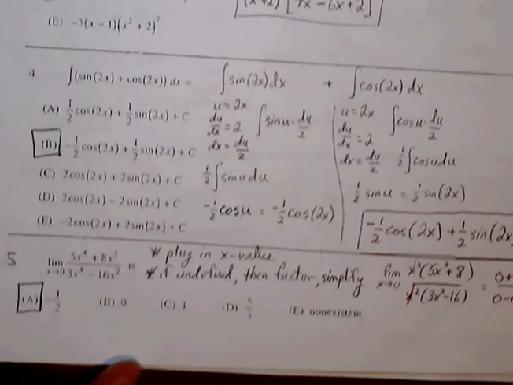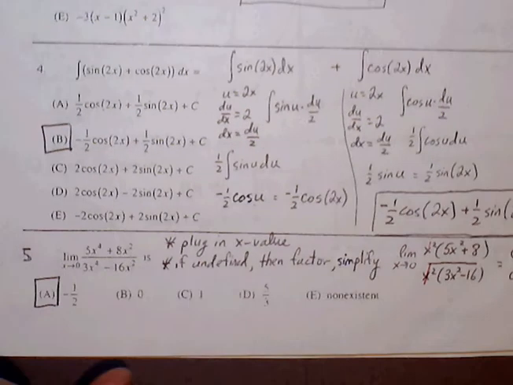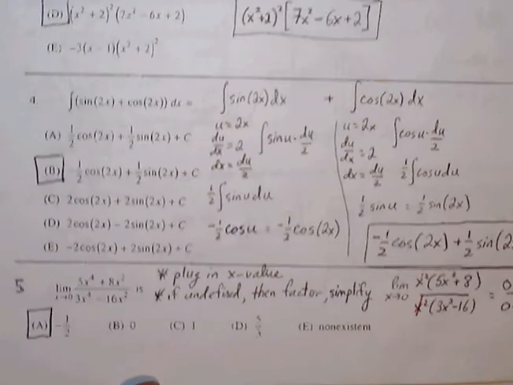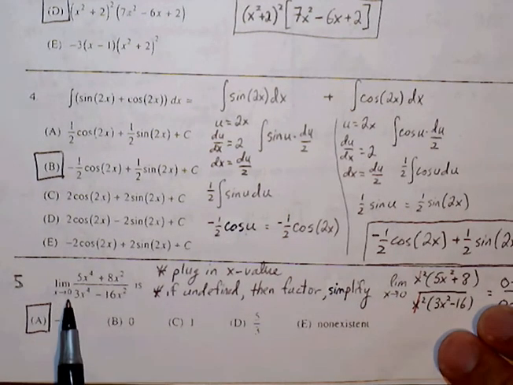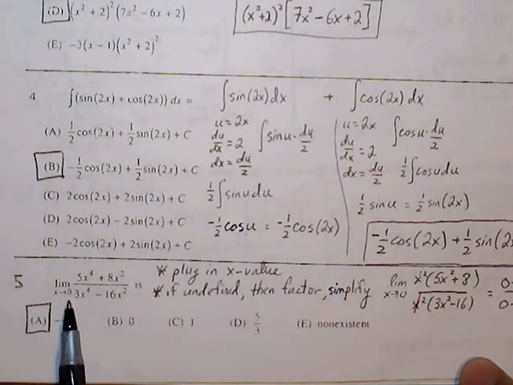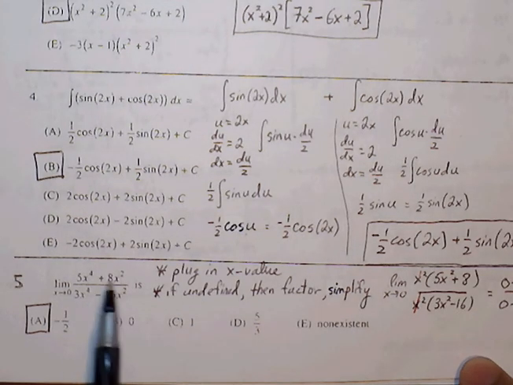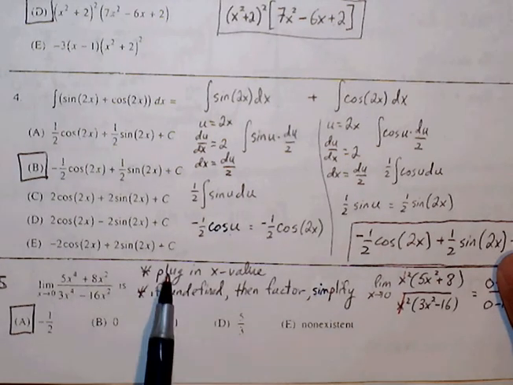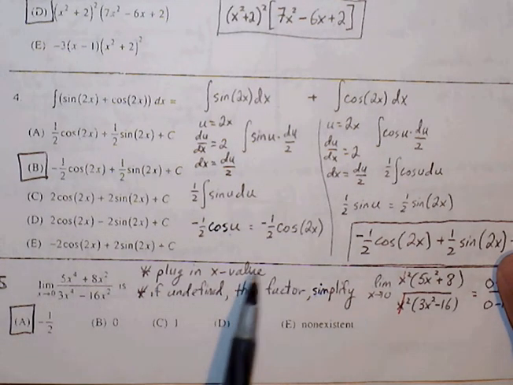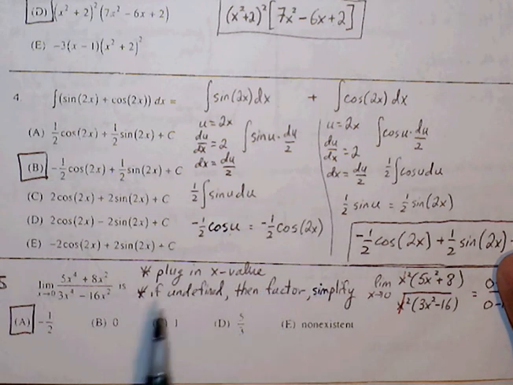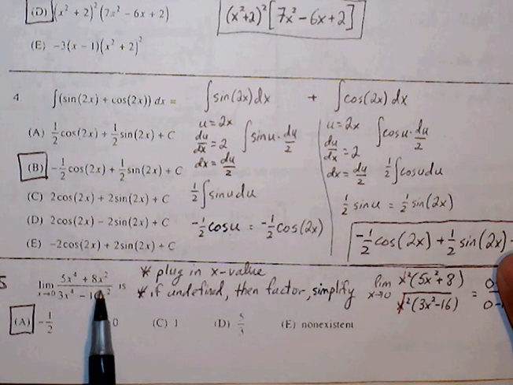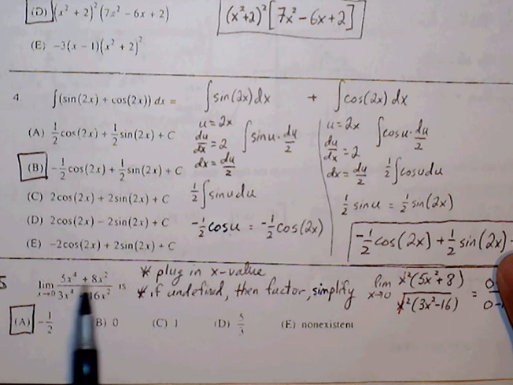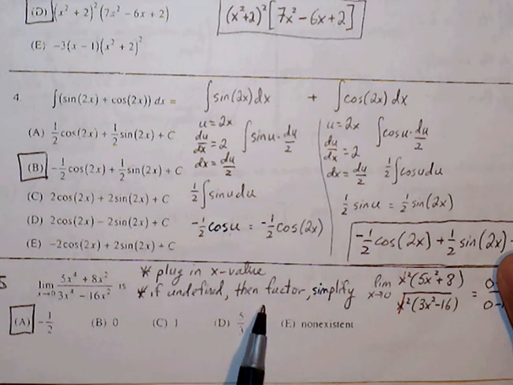Number 5, we have the limit as x approaches 0. So if we have a limit problem where x is approaching a real number, then the first thing we do is plug in that x value and see if it comes out to a real number. If after we plug in we get an undefined, then we can look to see, is there anything that we can factor out, simplify, cancel out, and then try plugging in again.